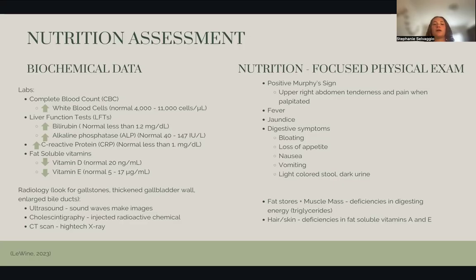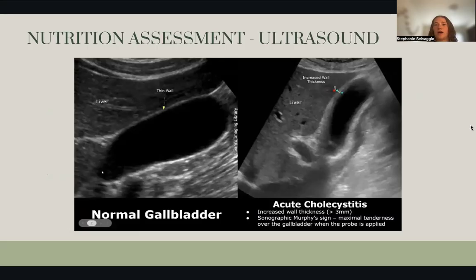So here, the healthcare team is looking for gallstones, thickened gallbladder wall, and enlarged bile ducts. You can do that through ultrasound, CT scan, and you can also inject a radioactive chemical to see the flow of the bile. And here is an example of an ultrasound that I found very interesting.